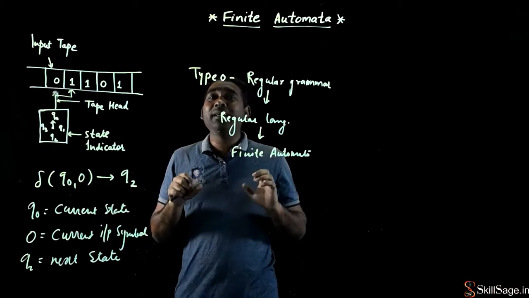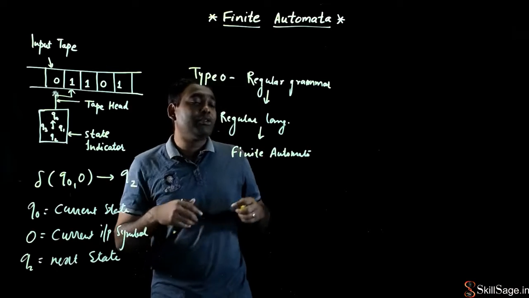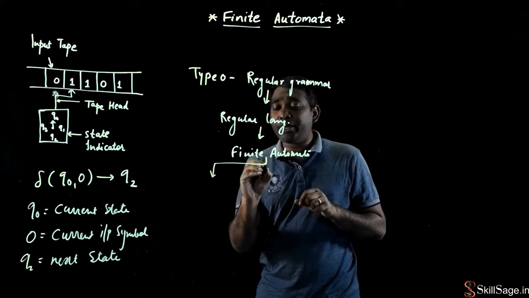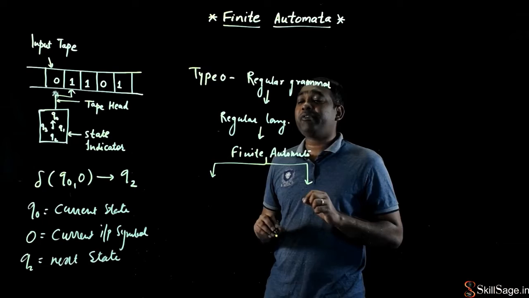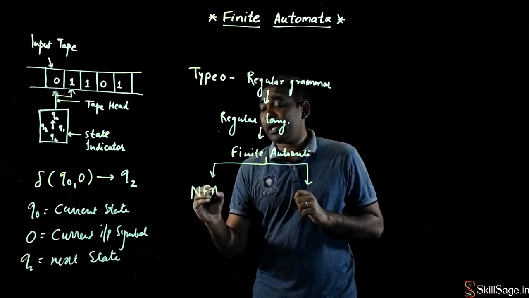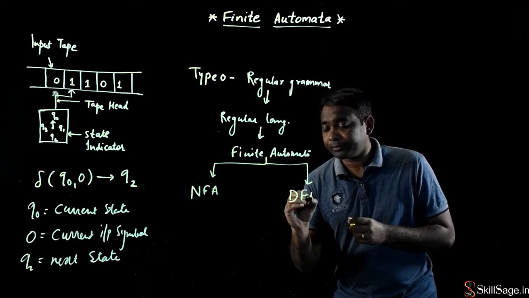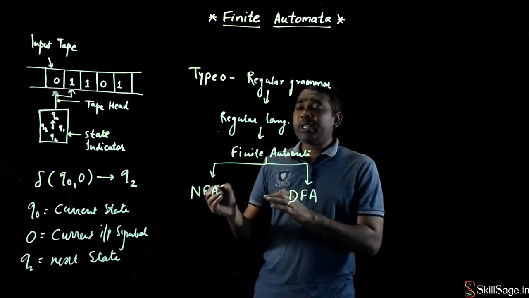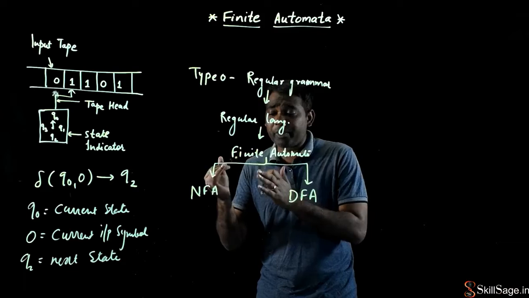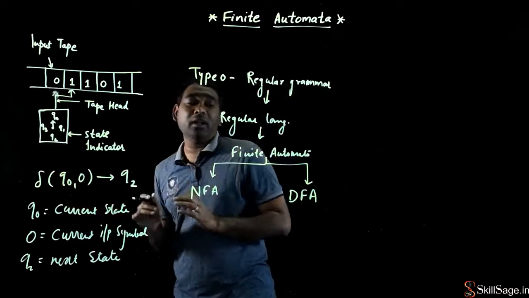But here we'll see what the various finite automata are that we are going to study in this syllabus, right? There are two types of finite automata. The first is called NFA, and the other type of finite automata is called DFA. Right. So what is the difference between these two, NFA and DFA? Whether both are the same or there is some difference between these two. But before that, we have seen this mathematical model of finite automata.